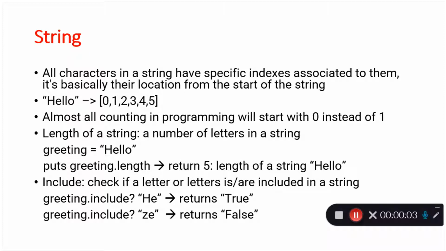Strings. All characters in a string have specific indexes associated with them. That is basically their location from the start of the string. For example, the string hello, Hello, has the index locations 0, 1, 2, 3, 4. Almost all counting in programming will start with 0 instead of 1.